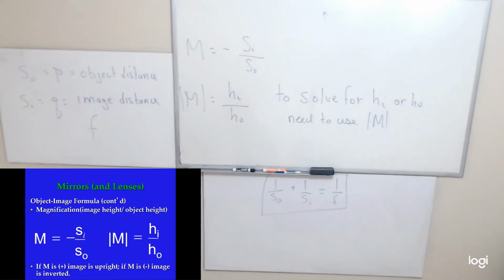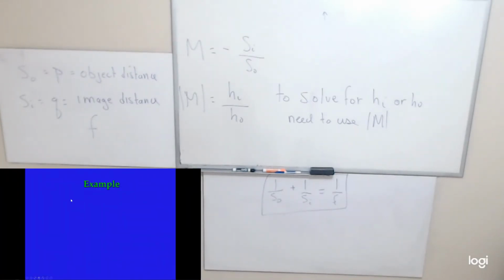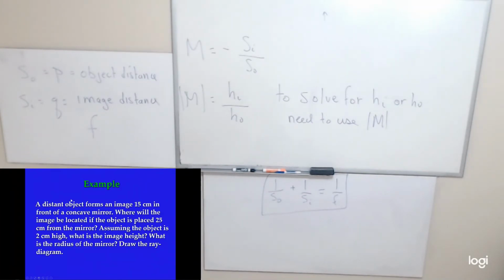All right, let's do an example. A distant object forms an image 15 centimeters in front of a concave mirror. Where will the image be located if the object is placed 25 centimeters from the mirror? Assuming the object is 2 centimeters high, what is the image height? What is the radius of the mirror? All right, let's do this problem.